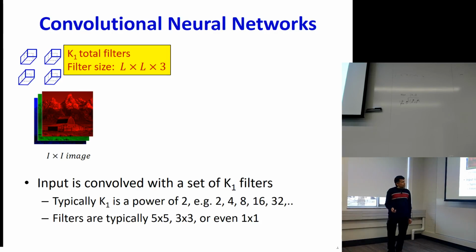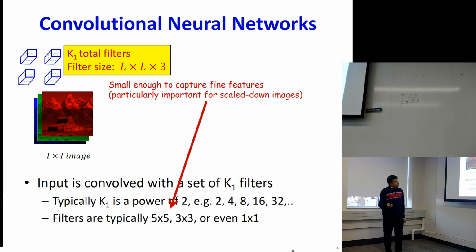Now why 5 cross 5? These are small enough to capture fine features. And this is particularly important for scaled down images, right? So you want this to be really small.